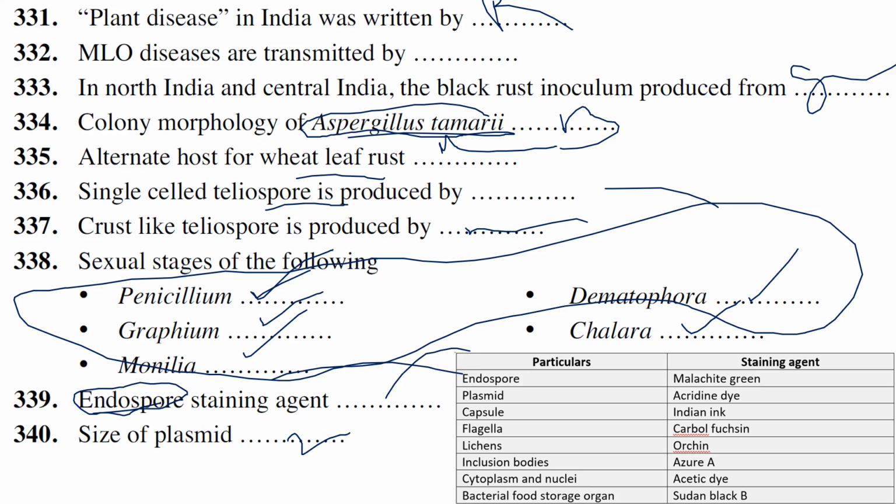Here are the other staining agents I have given: endospore staining agent, malachite green; plasmid staining agent, acridine dye; capsule staining agent, Indian ink; flagella staining agent, carbol fuchsin; lichen staining agent, orcein; inclusion body staining agent, azure; cytoplasmic nucleus staining agent, acetic acid. The bacterial food storage material is poly-beta-hydroxybutyrate, which we can also call beta-hydroxybutyrate. The stain for that storage material is Sudan black B.